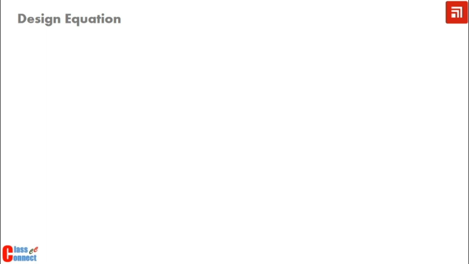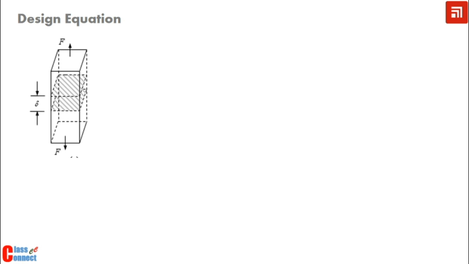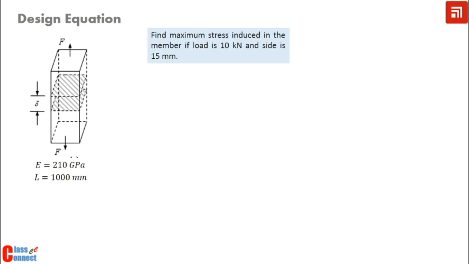So let us begin with a simple problem of a prismatic bar subjected to some load F and deformation delta. Then the simplest problem that we have in strength of material is to find the maximum value of stress for a given load and the dimension of the bar or a member. We use this formula for finding out stress. In this case, the maximum value of stress is the same if we calculate stress at any point.